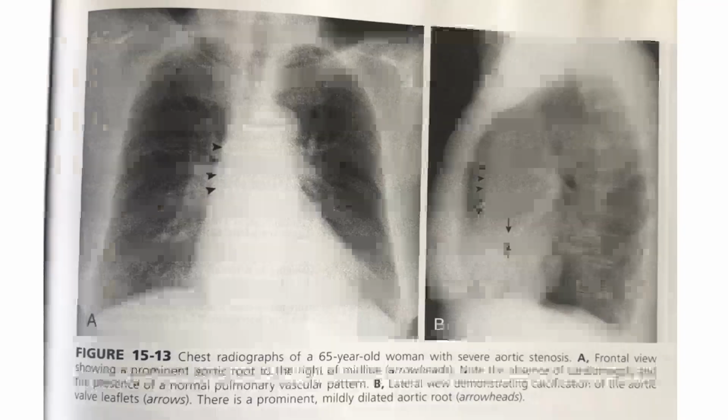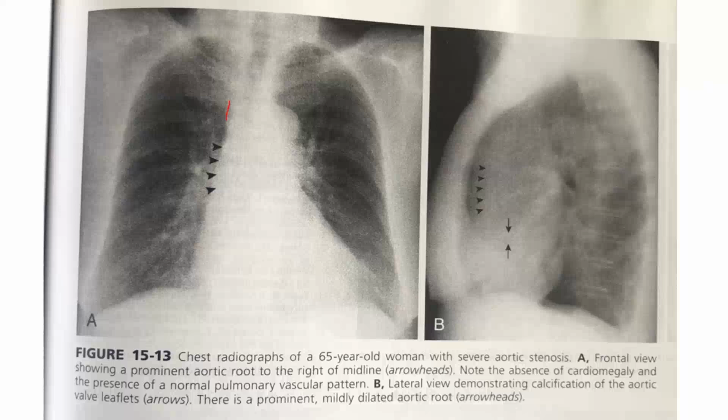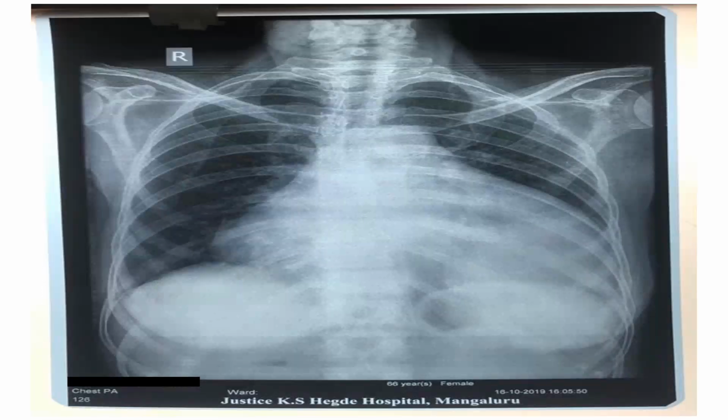This is a chest X-ray of a 65-year-old woman with severe aortic stenosis. Here we can see the enlargement of the right cardiac contour, which is formed by the ascending aorta. On the lateral X-ray, we can see the calcification of the aortic valve here. This is a PA view of a 66-year-old female showing an enlarged cardiac border with a typical money bag appearance. This patient turned out to have a massive pericardial effusion.